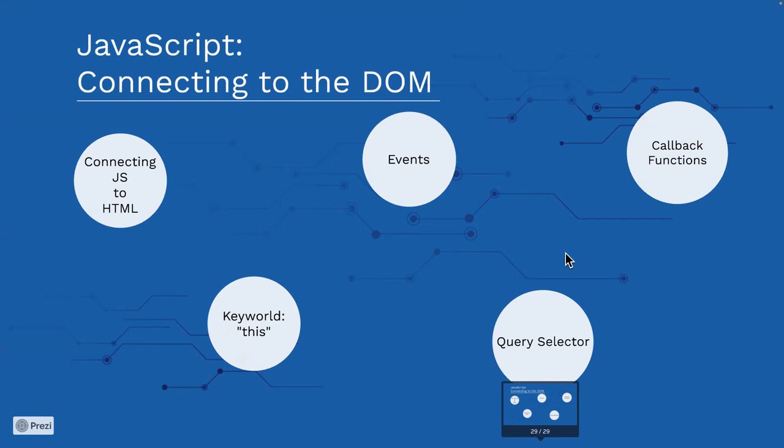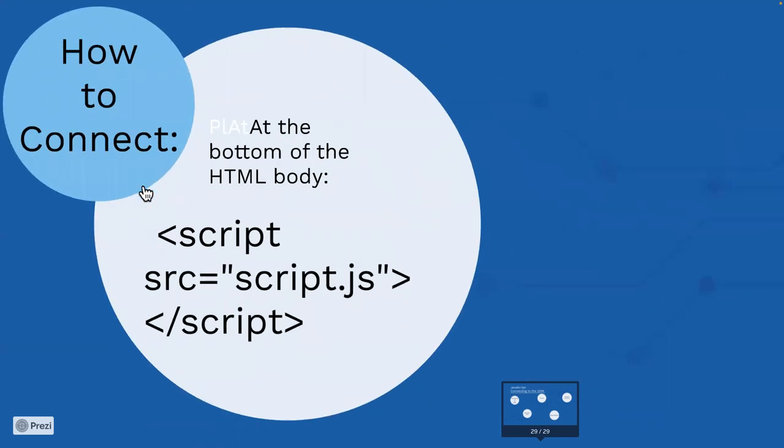The first thing we have to learn is how do we connect JavaScript with HTML so that they can talk to each other? So let's go over this slide, connecting JS to HTML. This is how we do it. At the very bottom within the HTML body, we're going to create this tag, script src equals script.js, and then we have the closing script tag. So let's see how we do this.